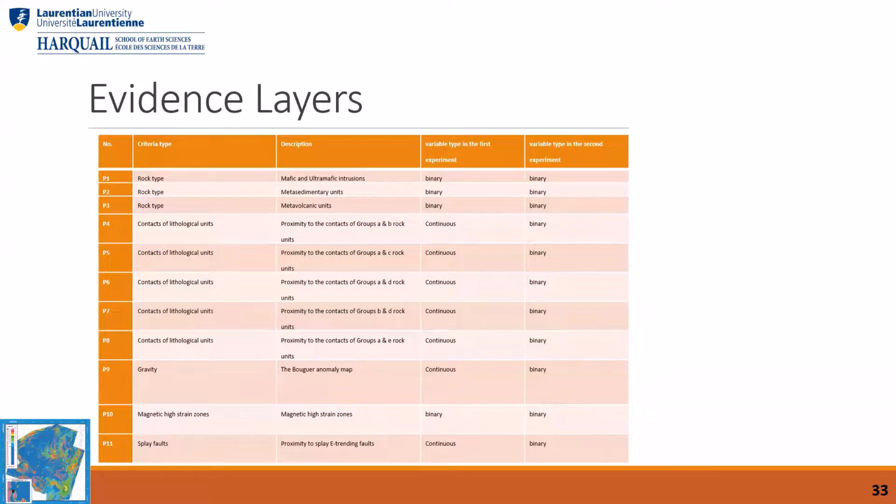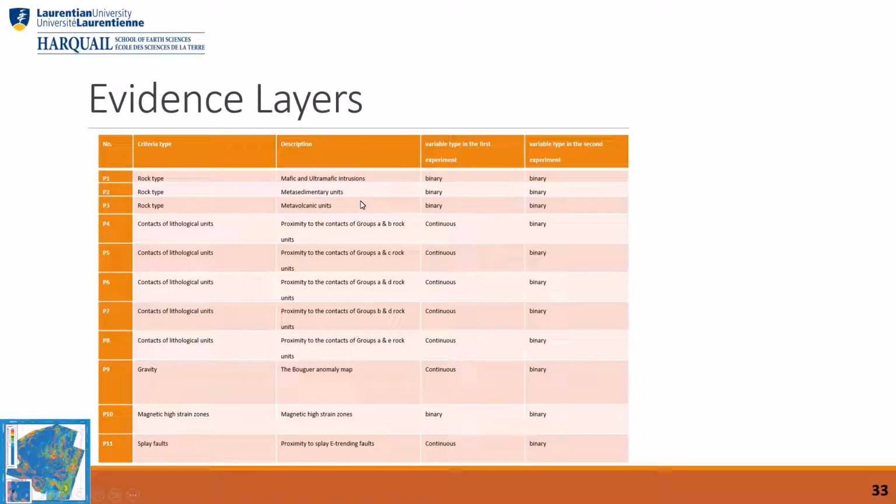And we tried to assess the effect of variable type in mineral potential mapping. For this, first we used a combination of different evidence layers. As we can see, we have different types of evidence layers in here. Some of them are binary and some of them are continuous. But in the second experiment, we went ahead and developed only binary variables. In this way, we were able to assess the effects of using binary variables for our modeling method.